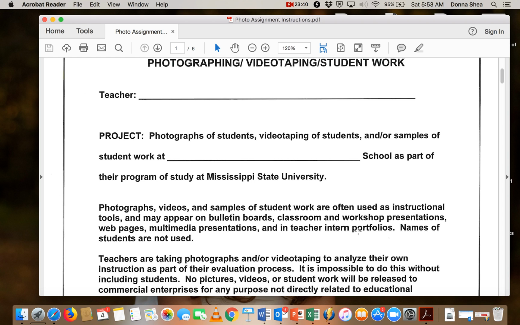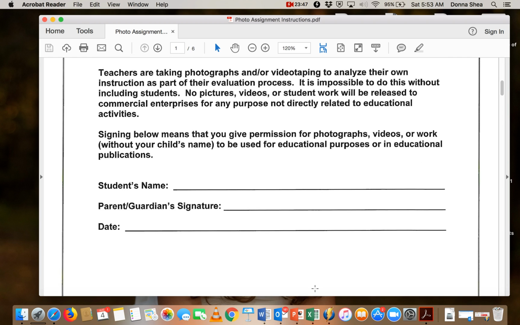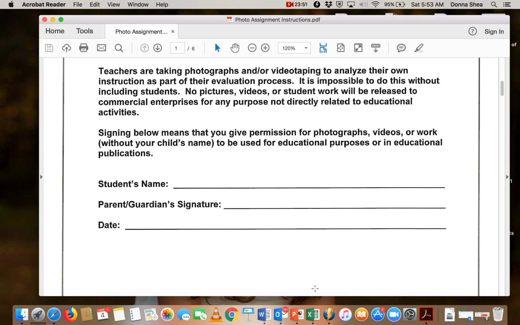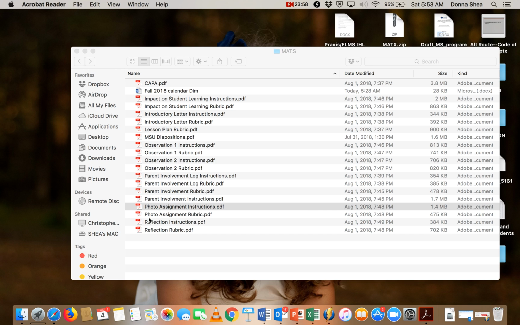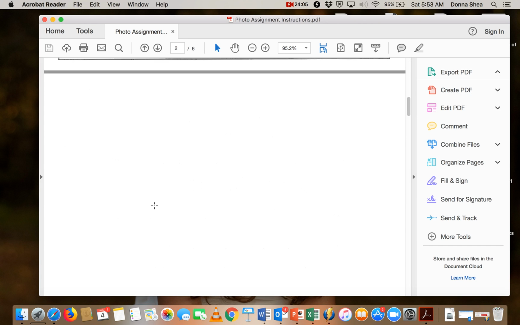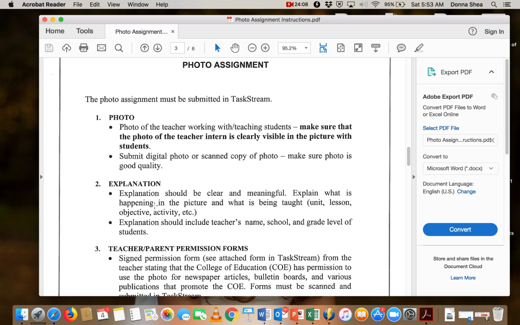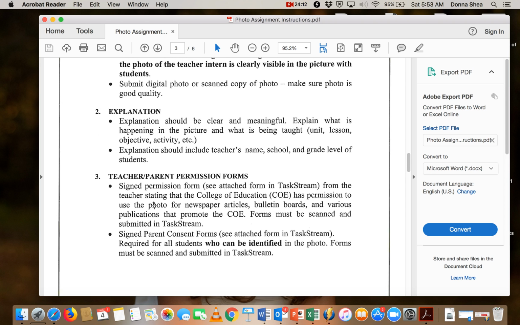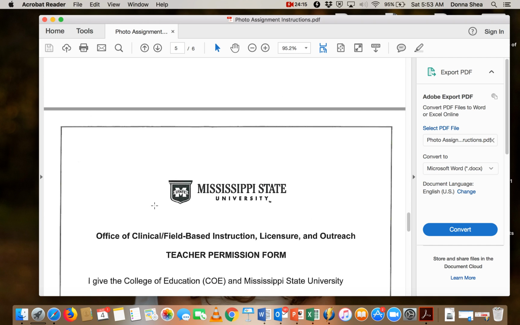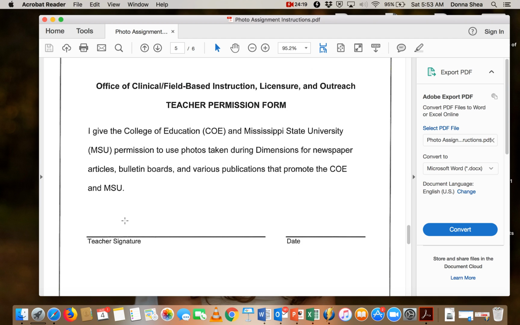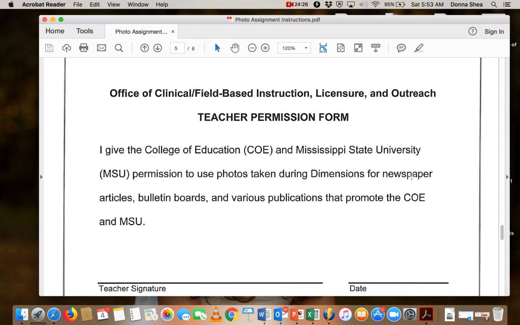So any students that are in that photo that you use for this assignment, you have to have one of these signed by their parent. If you have students that are not in the photo, then you do not have to have this submitted for those students. Here's the rest of it. This tells you the explanation of what you need to do for that, but then you also have to have your own permission form, just you signing it, giving us permission to use the photo if we should have need to have a photo for recruitment purposes, for accreditation purposes, or whatever purposes.